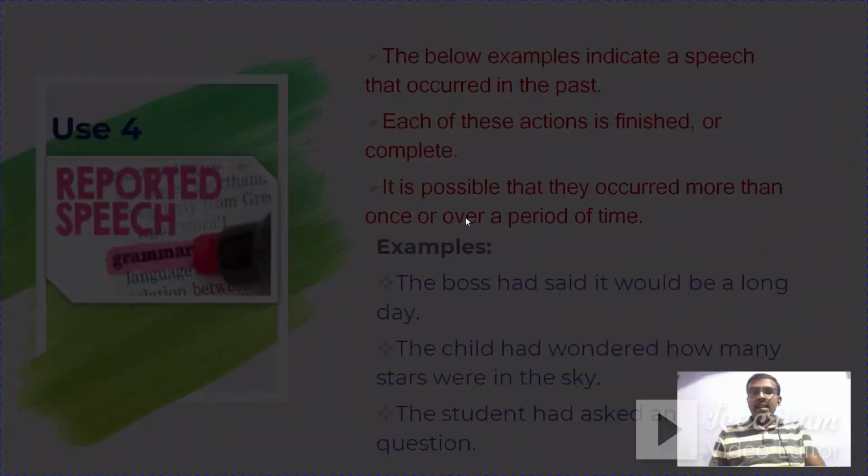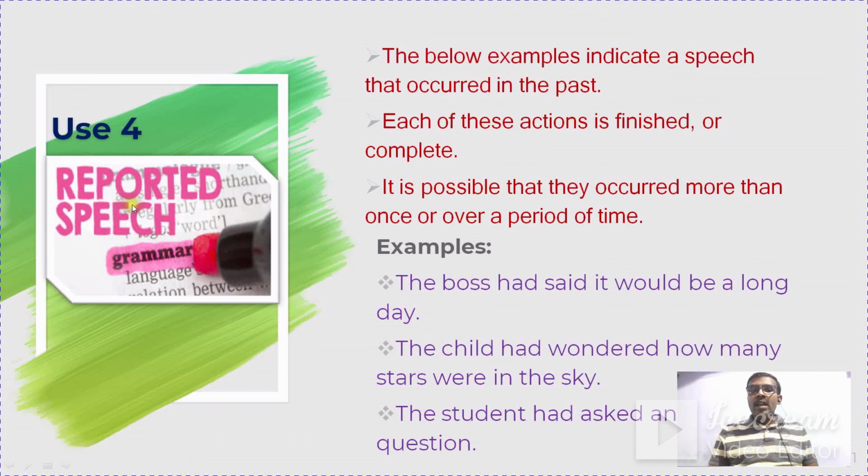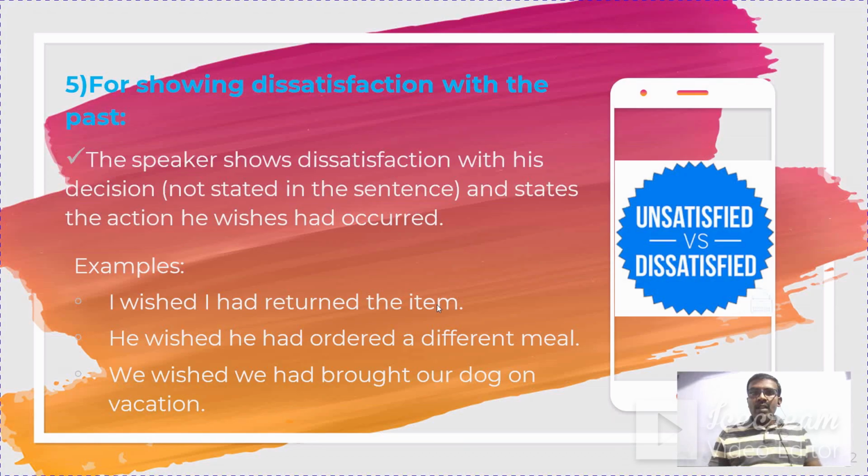Okay, and next one, reportedly. The boss had said it would be a long day, so reporting about the day, reporting about the incidents to the higher officials or to the people who are highly ranked, right? Okay, next one and the last one, showing dissatisfaction with the past. To show the dissatisfied events that happened in the past, we use past perfect tense. Okay, I wish I had returned the item.